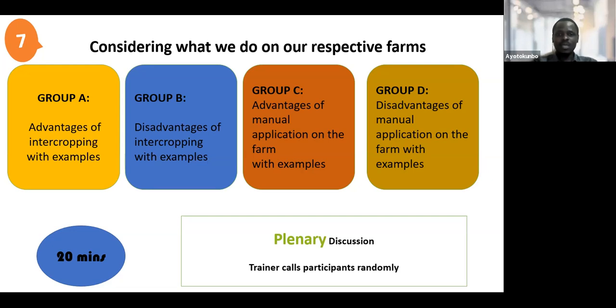Then group C, we go with advantages of manual application of fertilizers on the farm with examples. Then group D, disadvantages of manual application of fertilizers on the farm with examples. When you are applying your fertilizer manually, what are the advantages? What are the disadvantages? That is what Group B, Group C and D respectively are going to go with.